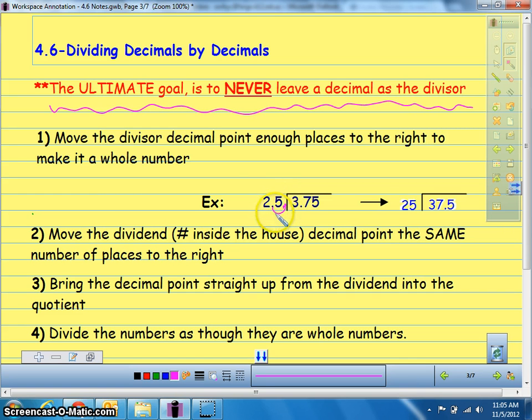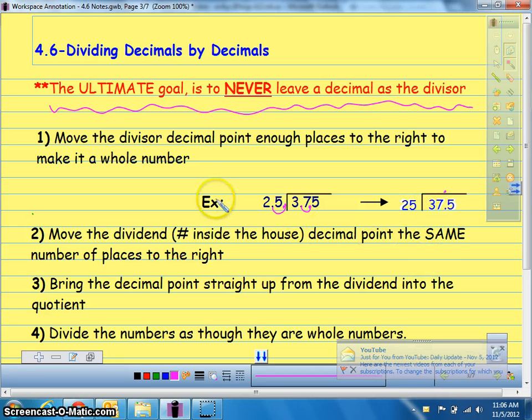So if I moved this decimal one place to the right, I need to do the same thing with this decimal in here. I'm going to have to move that one place to the right. So now what I really have is 25 outside the house and 37.5 inside the house. So now we're back to what we did in 4.4. We've got a whole number out here, a decimal in here. We would take our decimal point straight up, and then we would act like it's whole numbers. How many times does 25 go into 37?